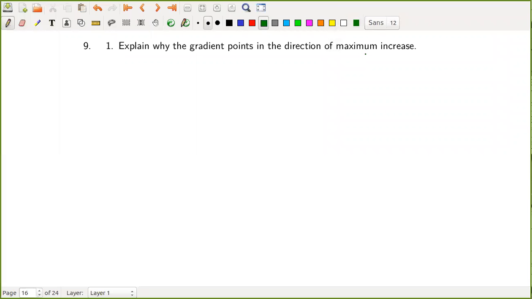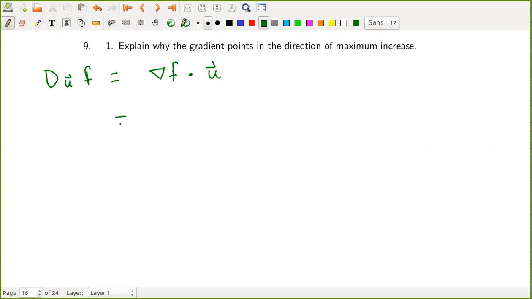Okay, so remember that the directional derivative in the direction of the unit vector u is equal to the gradient of f dotted with u. Now use a unit vector, remember that.